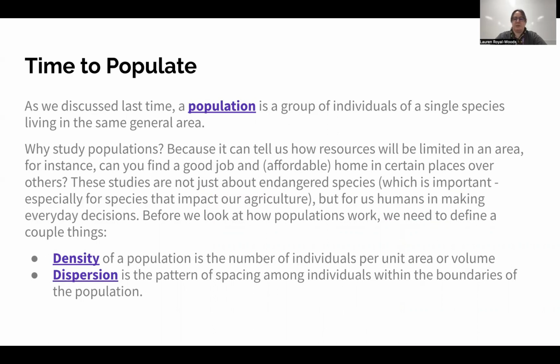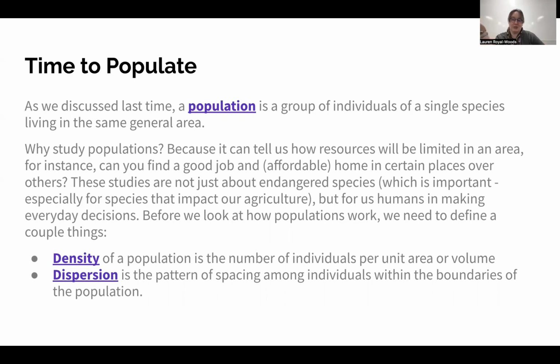But why do we study populations? Well, because it can tell us how resources will be limited in one area. For instance, finding affordable houses and good jobs right now is why you could study population ecology for humans. It's like, why do we move from places where we're born to places that are completely different, or why do we stay?